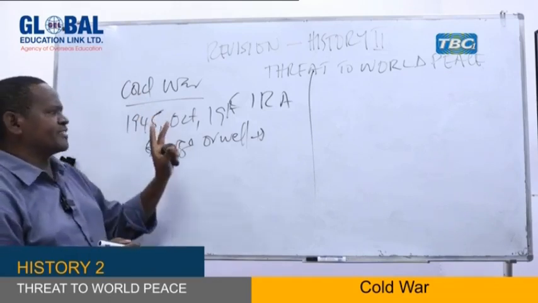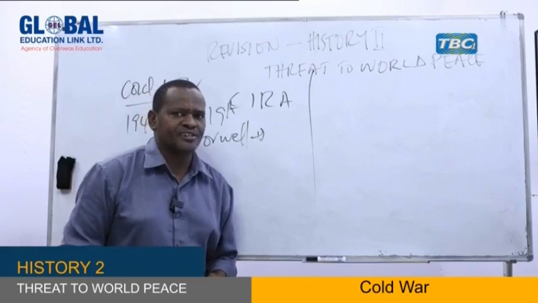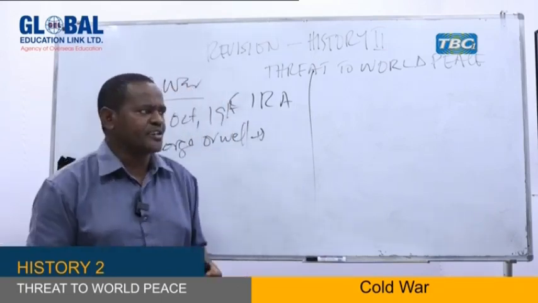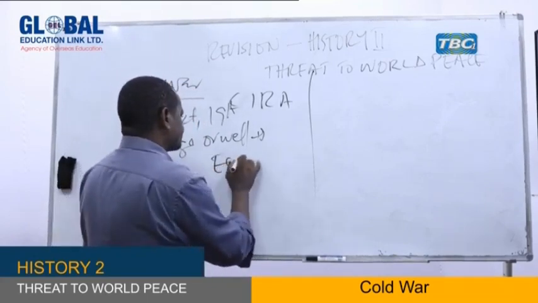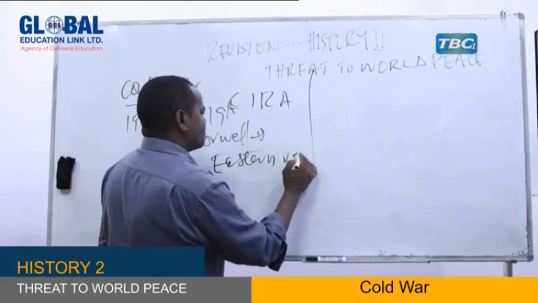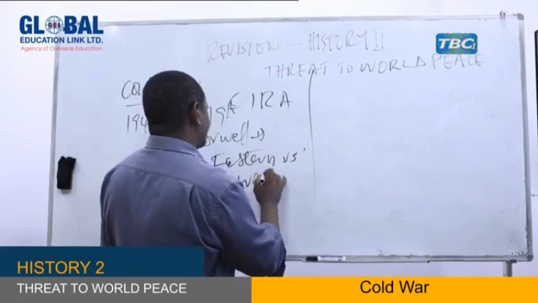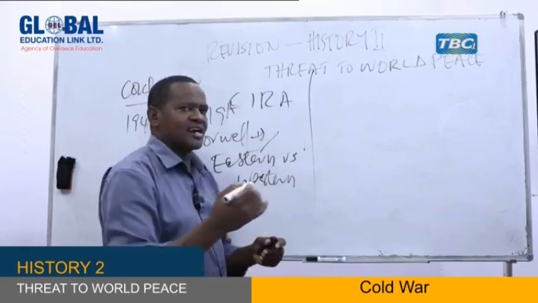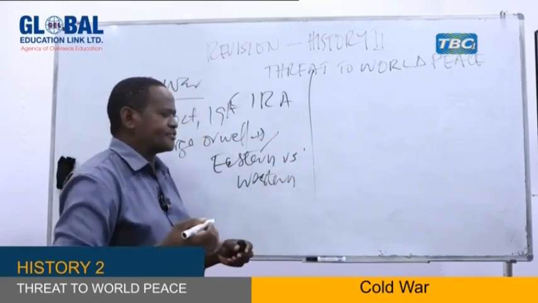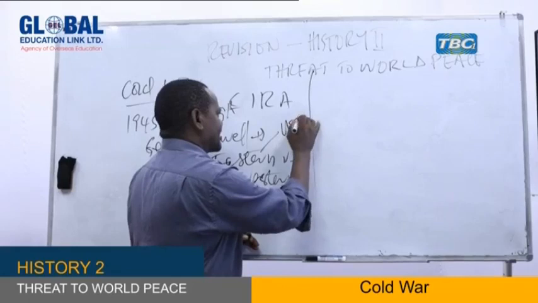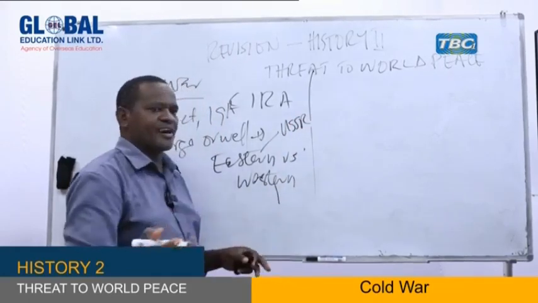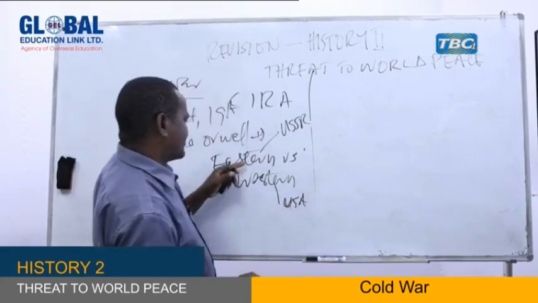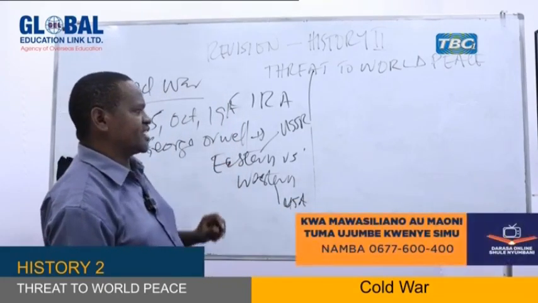And the word Cold War ever since was used in the world to refer to misunderstanding, tension, and conflict that existed between the Eastern Bloc and the Western Bloc. By Eastern Bloc, we are referring to those countries which used to be guided by USSR, and by the Western Bloc, we are referring to those countries which were under USA. And this led to a very high misunderstanding, tension, and conflict.